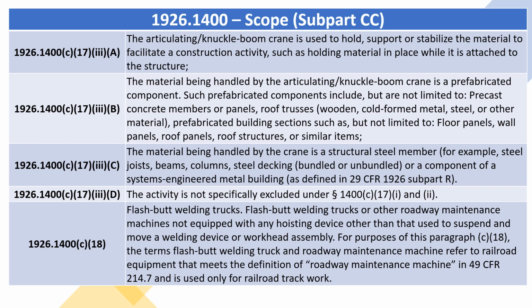1926.1400(c)(18). Flash butt welding trucks. Flash butt welding trucks are other roadway maintenance machines not equipped with any hoisting device other than that used to suspend and move a welding device or work head assembly. For purposes of this paragraph (c)(18), the terms flash butt welding truck and roadway maintenance machine refer to railroad equipment that meets the definition of roadway maintenance machine in 49 CFR 214.7 and is used only for railroad track work.